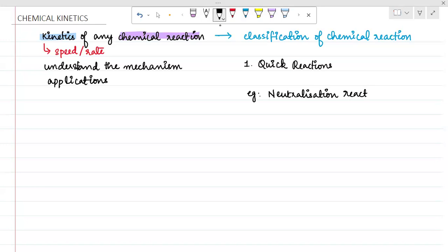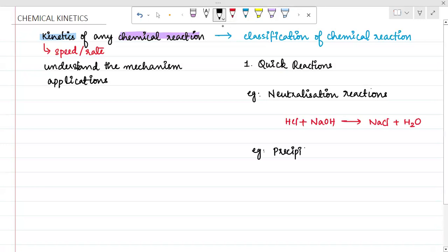Neutralization reactions. For example, you have a very strong acid like HCl, and you mix it with a very strong base, NaOH. The moment you mix them together, what happens? You get a salt of NaCl and water. This is relatively very quick. So this is one example of a quick reaction. Another example, precipitation reactions.